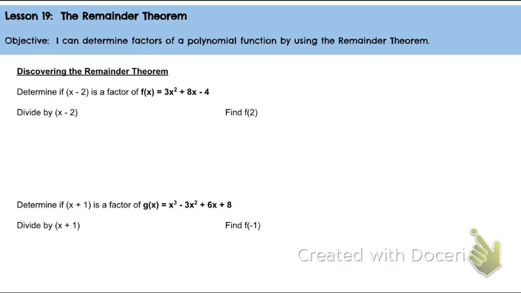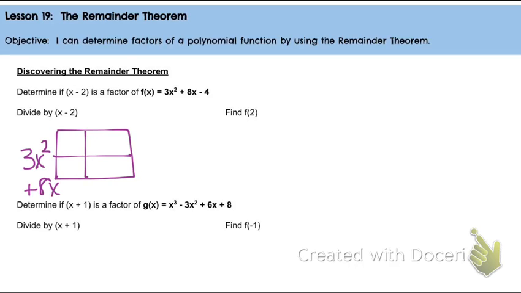So the first thing is determine if x minus 2 is a factor of f of x equals 3x squared plus 8x minus 4. So it first says divide by x minus 2. I'm going to use the reverse tabular method, and I know I end up with at the end 3x squared plus 8x minus 4, and I'm dividing by x minus 2. When we divide, it's really important we always start in the top left corner. So I have to end up with 3x squared here.